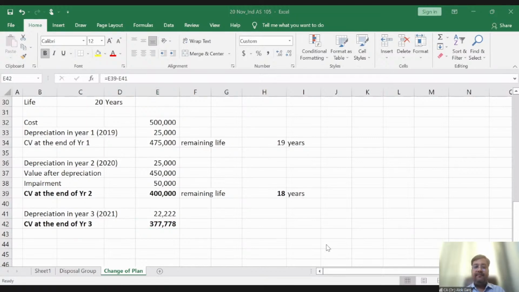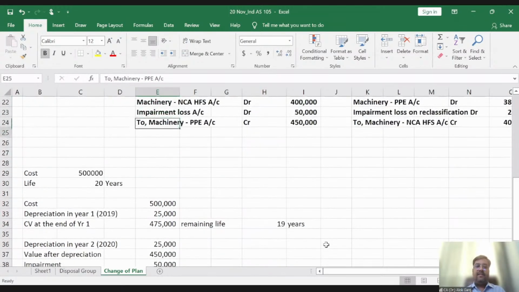Are you getting me? This is an important concept, and students make mistakes in this area in the paper. Why? Because they think that if it had not been classified as held for sale, then this impairment would not be there. But this impairment was always there. Even under Ind AS 16, if it was not a case of Ind AS 105, the carrying value at the end of year 2 was 4 lakh. It was never 450. It was 4 lakh, only as per Ind AS 16. Clear? Is it clear?